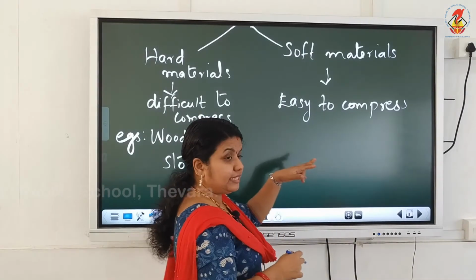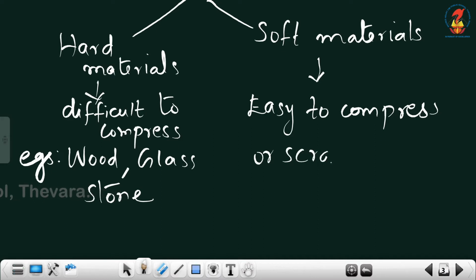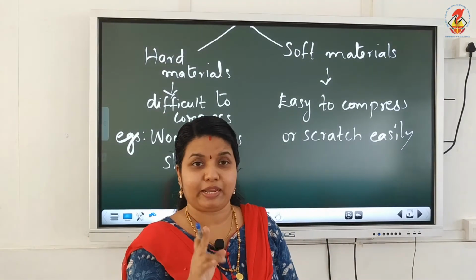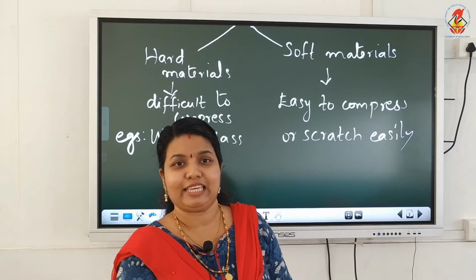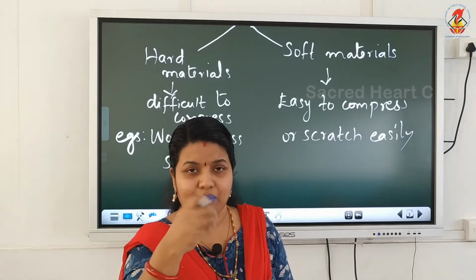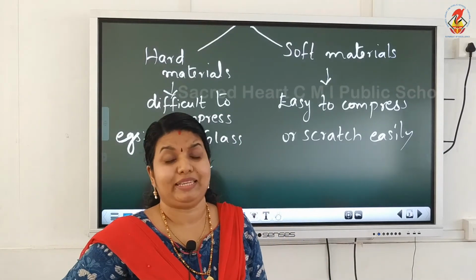Materials which are easy to compress or scratch easily. Like take a candle. Candle is made up of wax. You try to scratch it with the help of a metallic key. What happens? You can see that the wax is coming out of it, isn't it? Wax can come out of it when you scratch it with a metallic key.